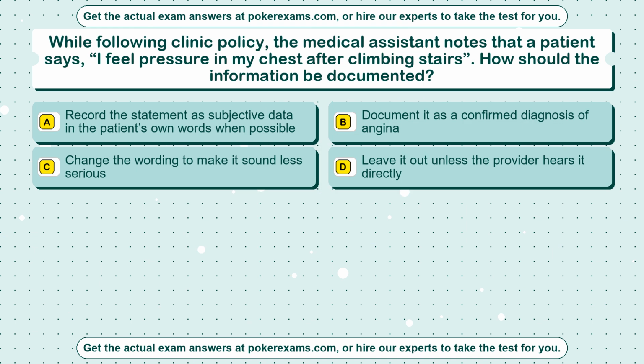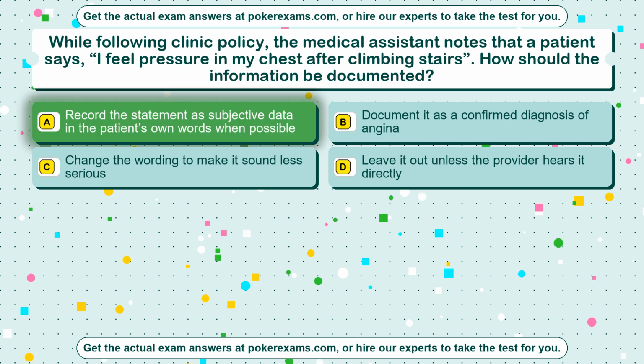Question 4. While following clinic policy, the medical assistant notes that a patient says, "I feel pressure in my chest after climbing stairs." How should the information be documented? Option A. Record the statement as subjective data in the patient's own words when possible. Option B. Document it as a confirmed diagnosis of angina. Option C. Change the wording to make it sound less serious. Option D. Leave it out unless the provider hears it directly.